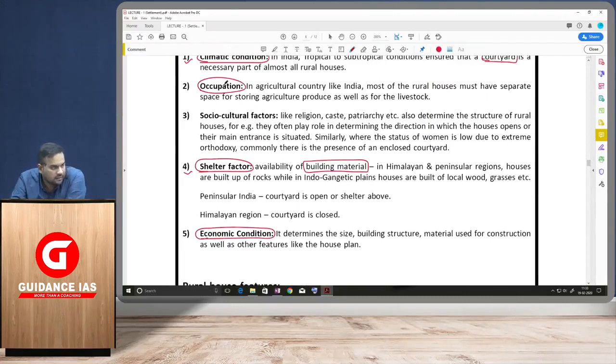Occupation, economic characteristic का एक subset है occupation. So in India is essentially what? Agricultural country where cropping is very important activity. Beside the livestock is also important. So most of the rural houses must have what? Separate space for storing agricultural produce as well as the livestock. Okay, so this is another common feature you'll be finding.